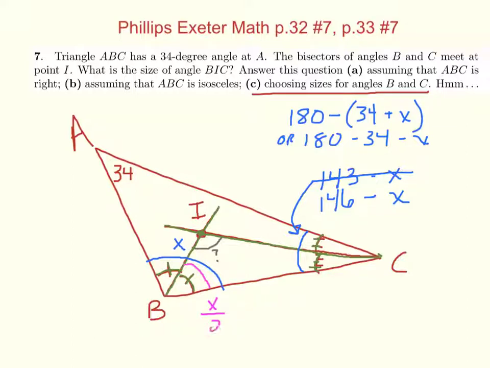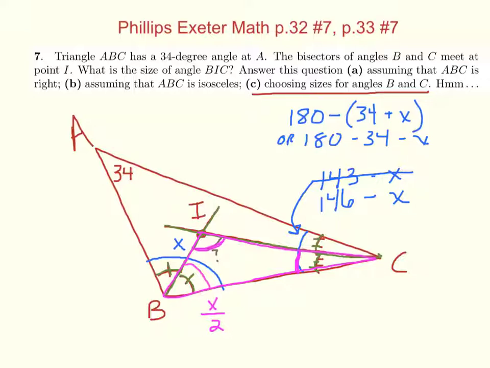You okay with that? Wait, isn't that just the green angle though? It is the green angle, yeah. But the reason I'm doing this is because I want to find angle I right here, BIC. So I'm going to look at this small triangle at the bottom. Okay? So if that's x over 2, what would this angle over here have to be?